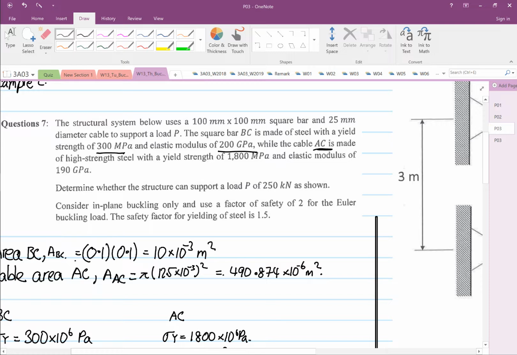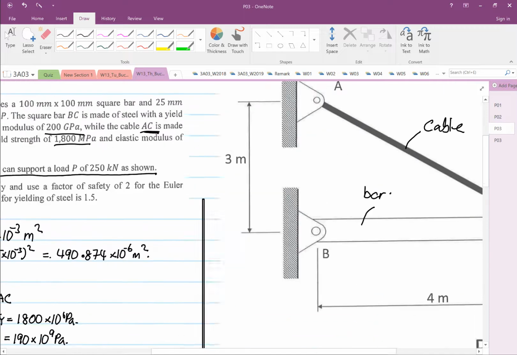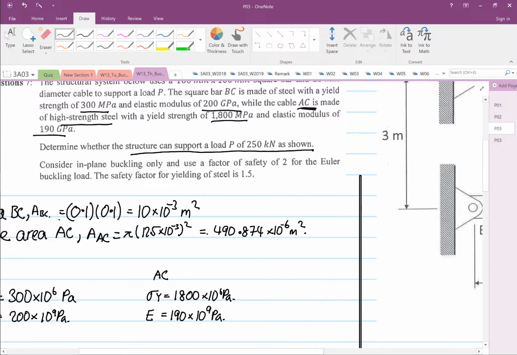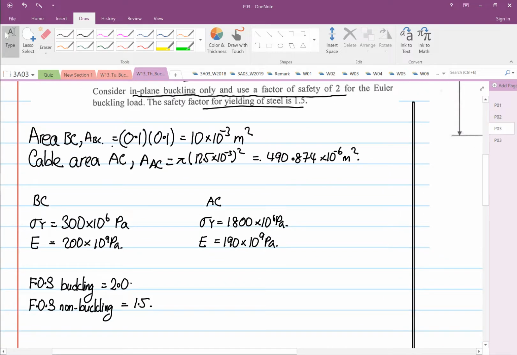While cable AC is made of high strength steel, this is a yield strength and this Young's modulus. We have to determine whether the structure can support the load of 250 kilonewton at this end over here, at the point C. So only consider in-plane buckling, with safety factor of 2, and the yield of the steel is 1.5. So I've broken those down.